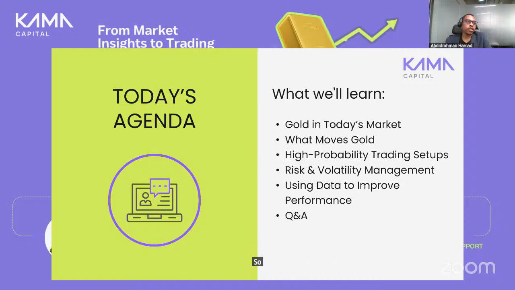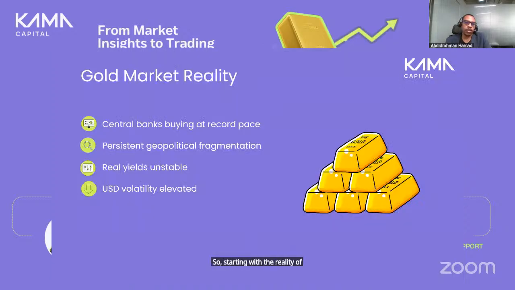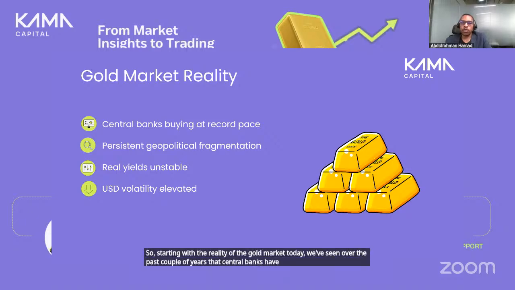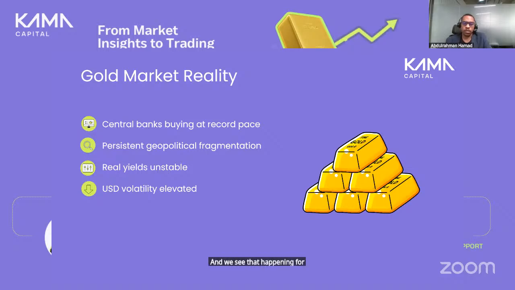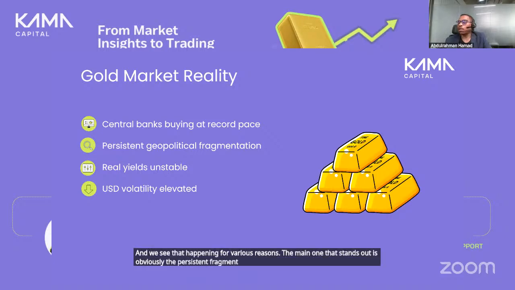So starting with the reality of the gold market today, we've seen over the past couple of years that central banks have been buying gold at record pace, holding it in high reserves. We see that through China and India being the biggest buyers. And we see that happening for various reasons. The main one that stands out is obviously the persistent fragmentation due to geopolitics, the uncertainty that we observe in the markets, the economic uncertainty, the financial fear that we see usually drives people towards gold.